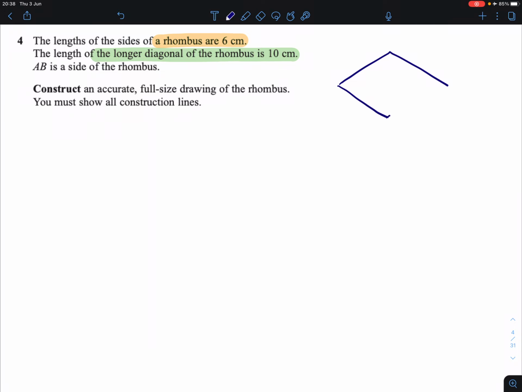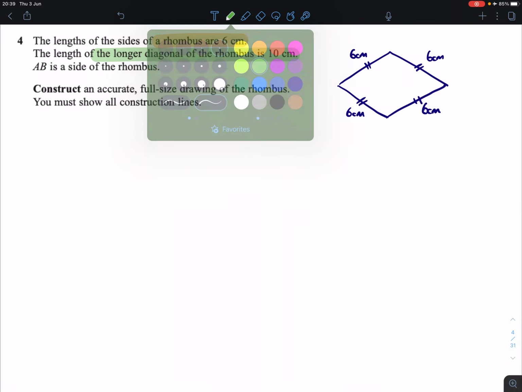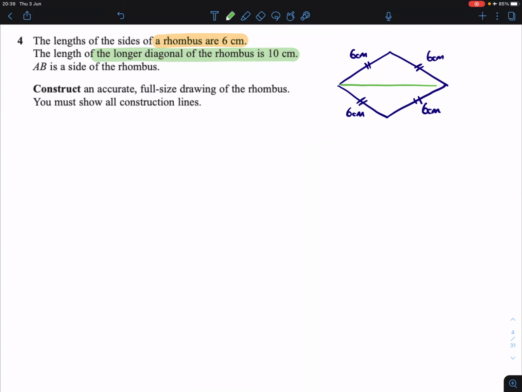It doesn't have to look in this particular direction, but a rhombus is effectively a squint square. We have 4 equal lengths of 6 centimeters. And what it's referring to in that green statement is that the longer diagonal, so that is the longer of the two lines that connect opposite vertices or opposite corners, has to be 10 centimeters. And each of these lengths, let me just highlight them there in orange, are going to be 6 centimeters like so. So AB, as we're about to see below, is one of those sides of the rhombus.